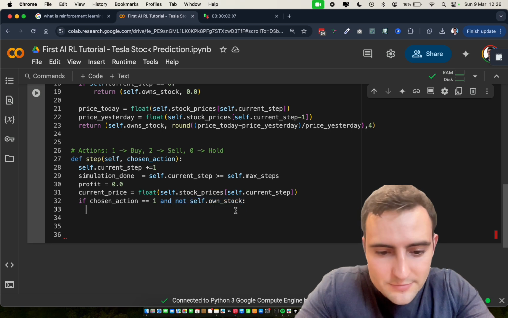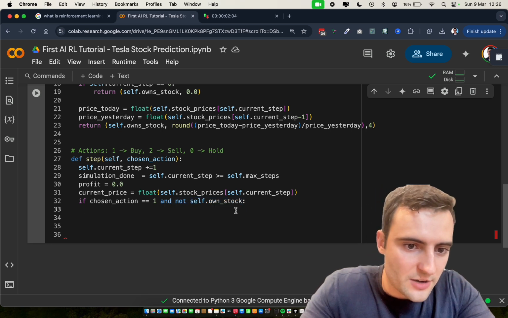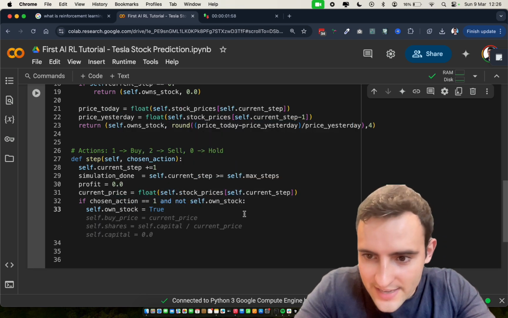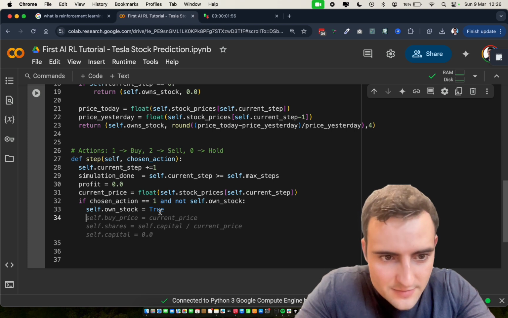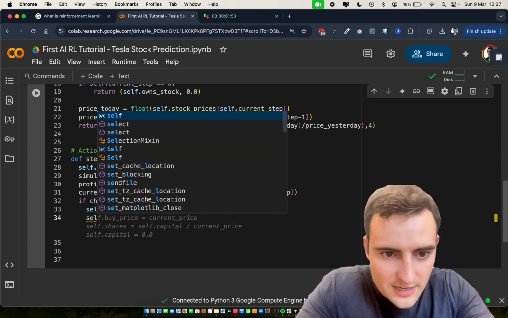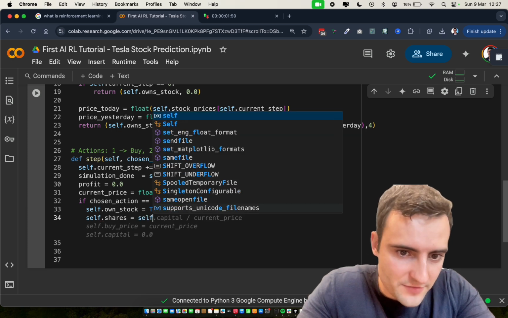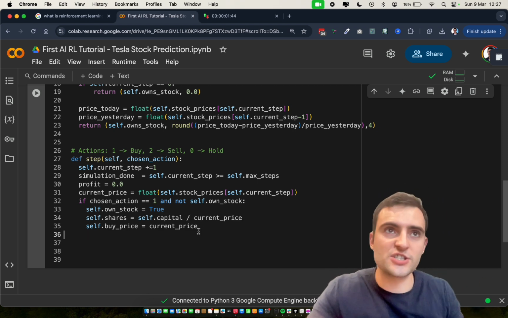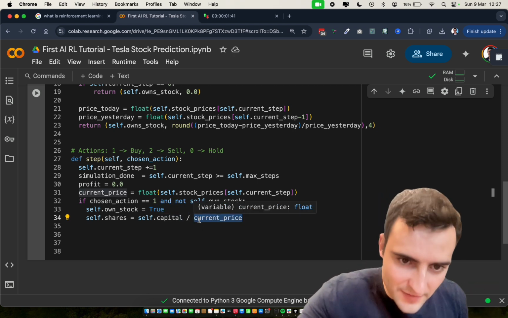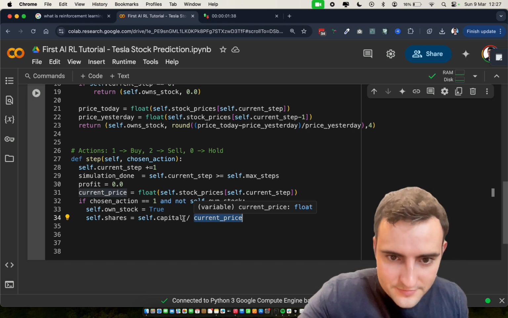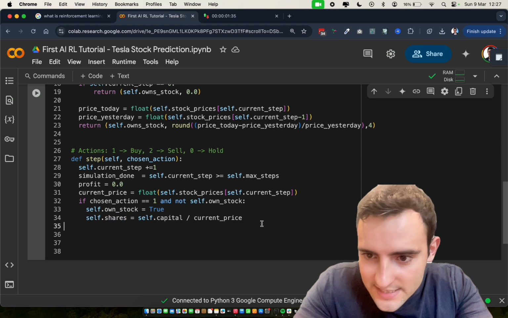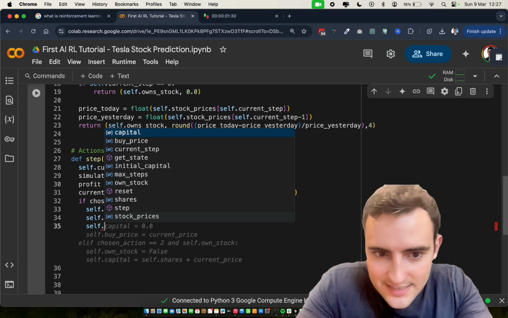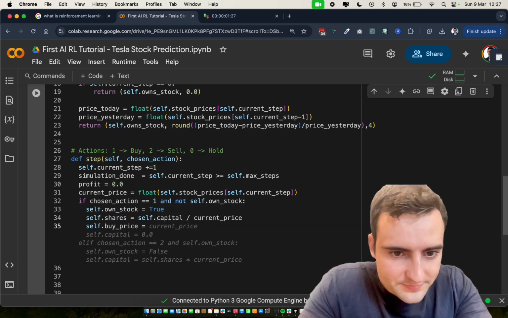And how do we do that? Very simple. We say self.own_stock is True. So this means that we're saying, yes, we do own the stock. The next thing we're going to say is how many shares, right? So we write self.shares equals self.capital, the capital that we have available, divided by the current price. So basically, if the stock costs $500 and I have $500, how many shares do I have? 1. So very simple. Next, we're going to write self.buy_price. What is the price that we're buying at? It's the current price. So very simple.